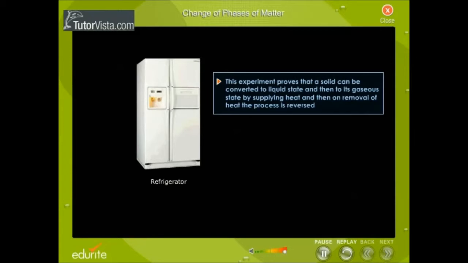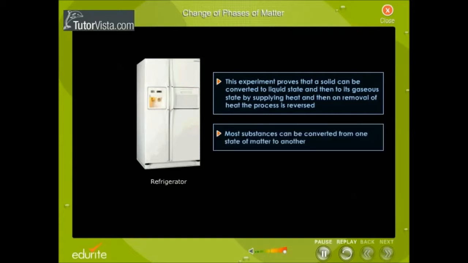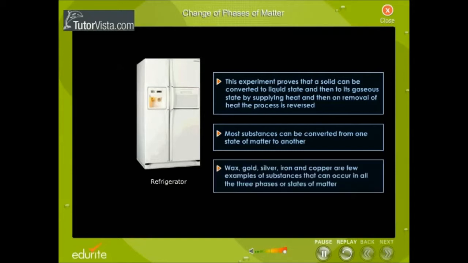This experiment proves that a solid can be converted to its liquid state and then to its gaseous state by supplying heat, and then on removal of heat the process is reversed. Most substances can be converted from one state of matter to another. Wax, gold, silver, iron, and copper are a few examples of substances that can occur in all three phases or states of matter.